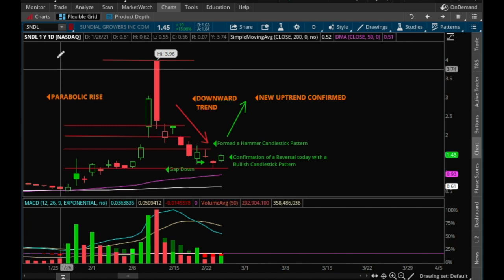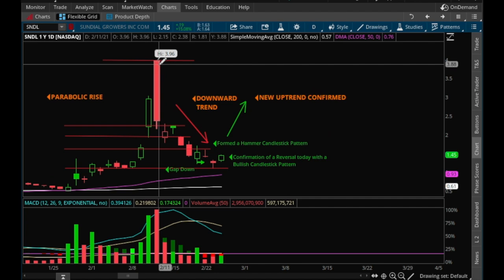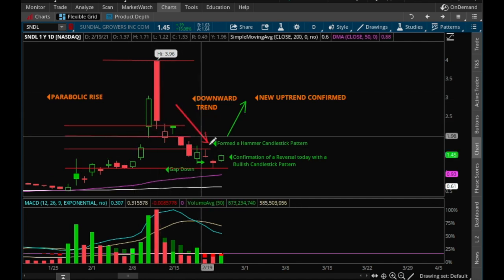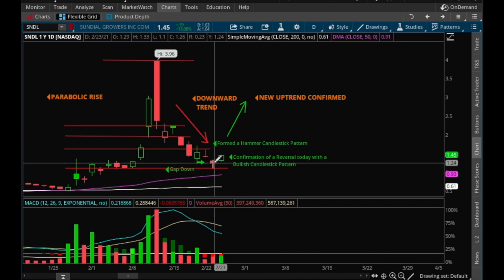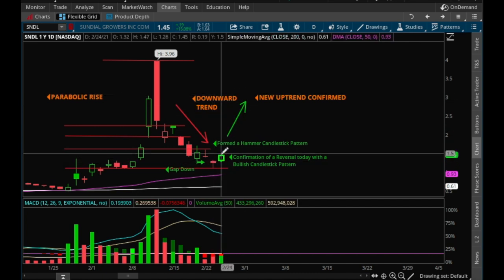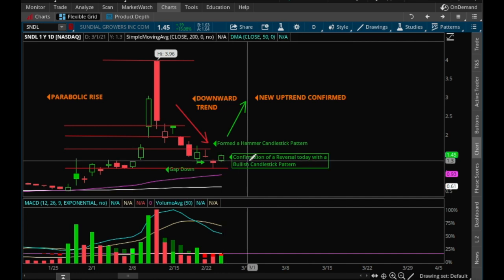First up is Sundial Grow Inc. or SNDL. It went parabolic as of late. It then dipped and trended downward. On Tuesday, it gapped down and formed a hammer candlestick pattern. This signaled to me that it has the potential to reverse its course today. Reverse it did. This created a new uptrend.